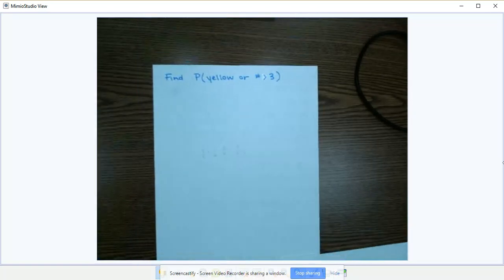Please find the probability of a yellow marble or a number greater than 3.